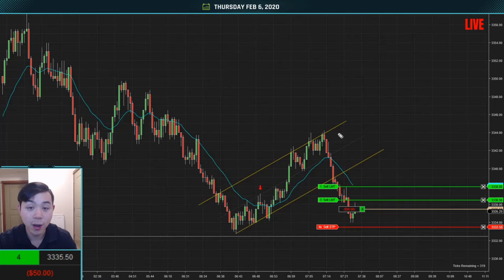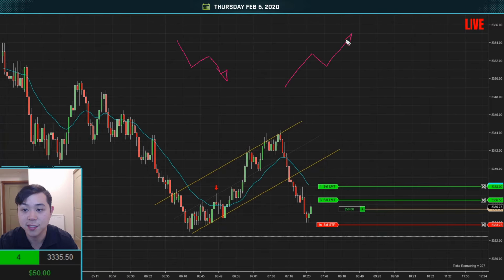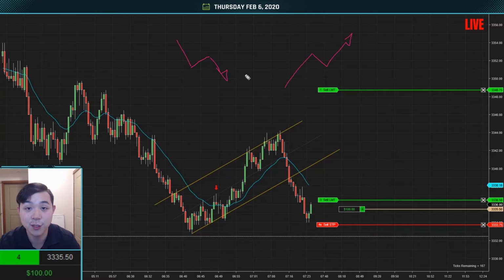Now, why do I look for two-legged pullbacks? Well, two-legged pullbacks are the pattern that the market likes to make. It's something that a lot of traders have just accepted and a lot of traders have known to see work. And basically it's because the market likes to attempt things in two. It would be weird if the market just made moves in ones, right?